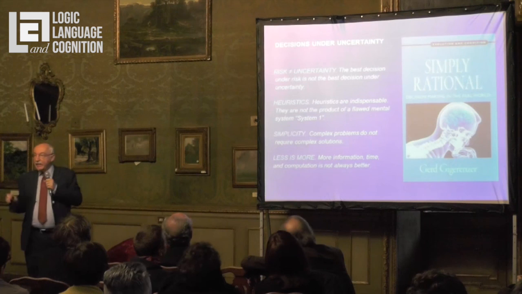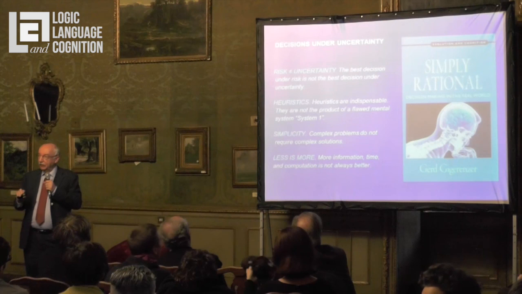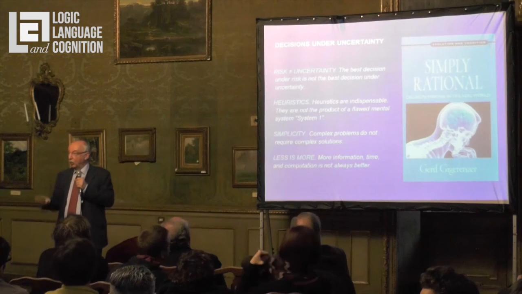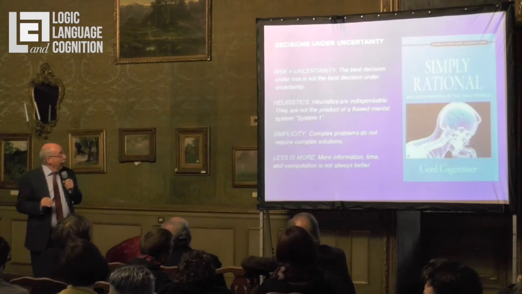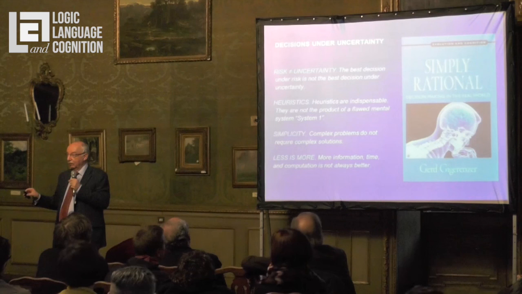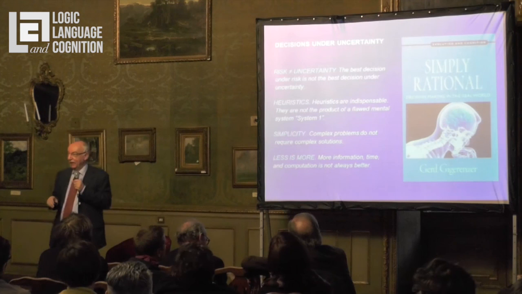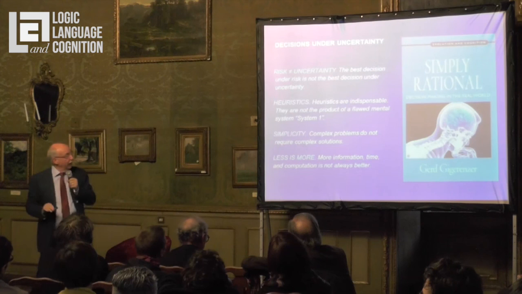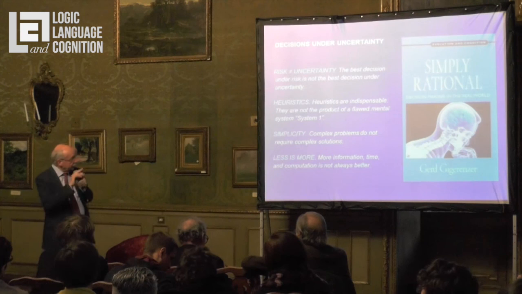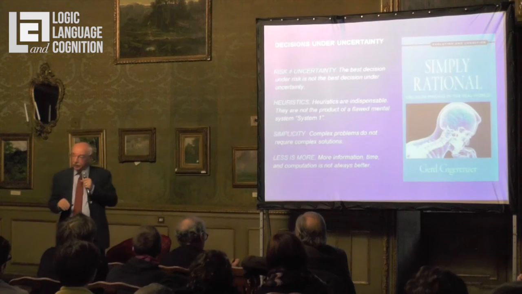Second, heuristics are indispensable in a world of uncertainty. They are not the product of a flawed mental system. Of course, heuristics can also err, yeah? But optimization models can also err. That's not the point. And if you have heard this story about system one and system two, yeah? I mean, it's the nadir of psychological theorizing. And it misses the entire point. There's no ecological rationality in it, and the heuristics are not the product of a flawed mental system. Third, simplicity. And finally, I've shown you many conditions where less is more.